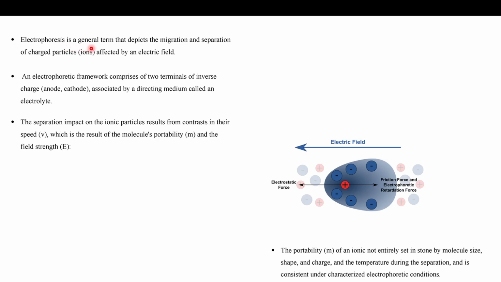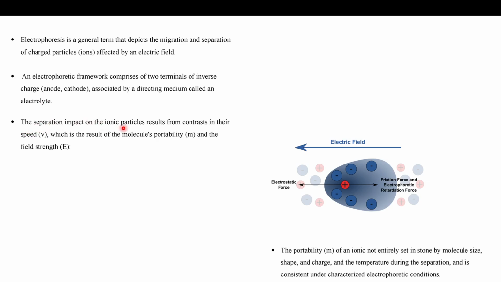Electrophoresis is a term that refers to the migration and separation of charged particles or ions in an electric field. Okay. An electrophoretic framework has two terminals, definitely one positively charged and one negatively charged electrode, which are associated by a directing medium called an electrolyte. Okay, because these will enhance the movement of ions, right? This movement of ions will eventually help in the movement of your sample of interest along a particular direction.